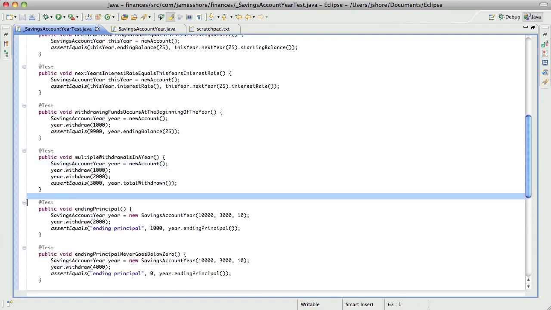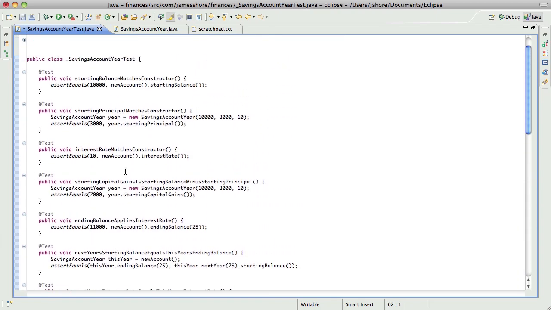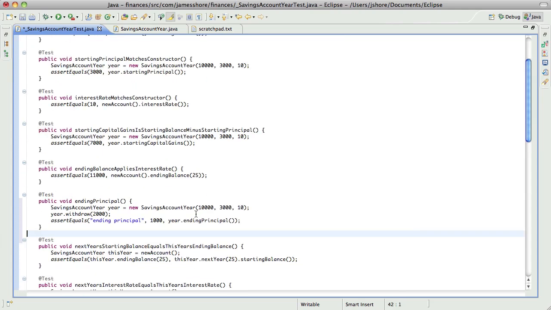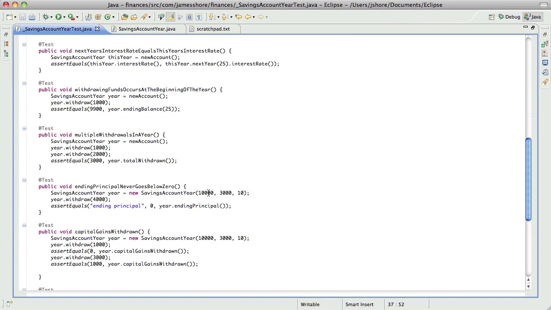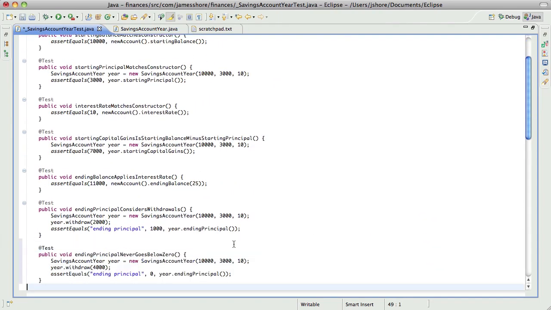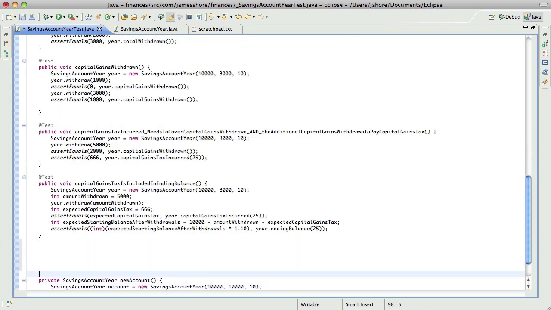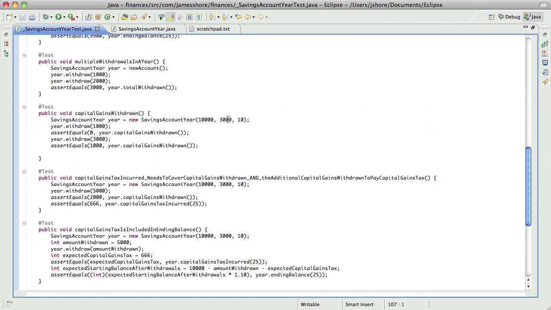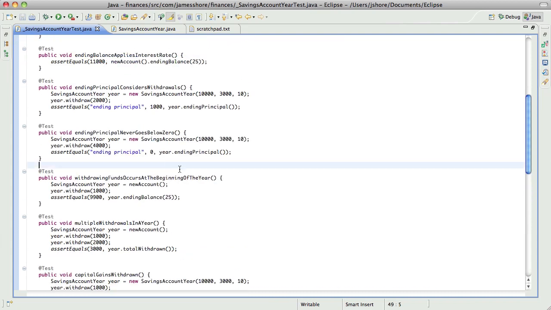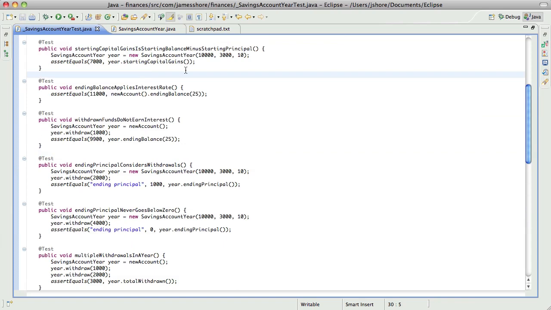Ending principal is what? Ending principal considers withdrawals, and then ending principal goes to 0. And then all this extra stuff is going to go down the bottom, I think. Then we've got capital gains tax stuff. Withdrawing funds occurs at the beginning of the year. Let's rephrase that and say that withdrawn funds do not earn interest. We'll put that here by ending funds. So let's bring in that.